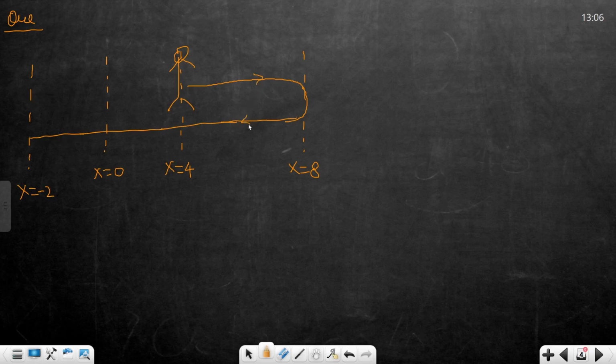Okay? This is the entire path. He has come here, this is the final point. This is all about the question. You have to find net delta x and delta s. Net displacement and net distance. Tell me, how much is it?